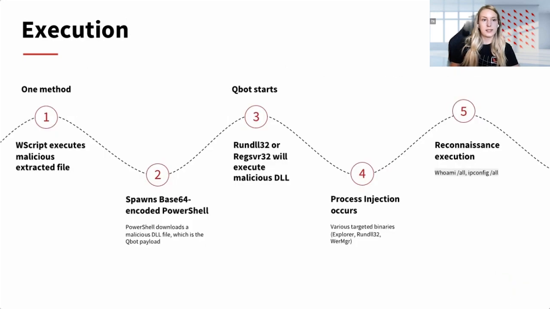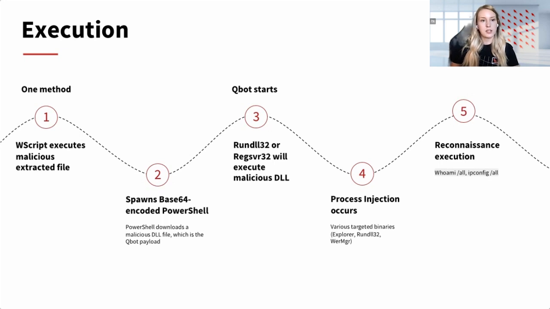So we'll go through an example of execution, and like I mentioned, it changes quite a bit, except for when the Qbot payload actually drops, and that's where consistency will be. But for example, we've got WScript that then executes a malicious extracted file, such as a WSF file. And that file will then spawn the base64 encoded PowerShell command. And that is when it'll reach out to the domain or IP address to grab that DLL.